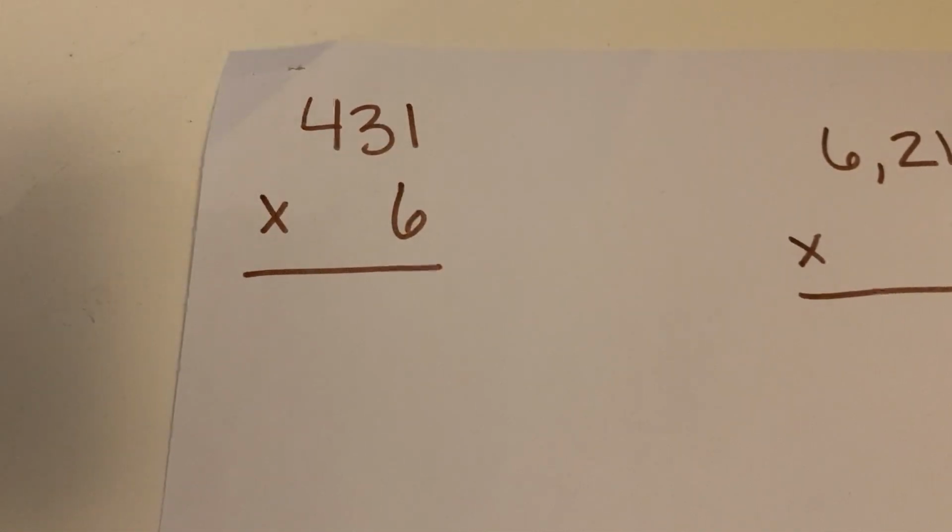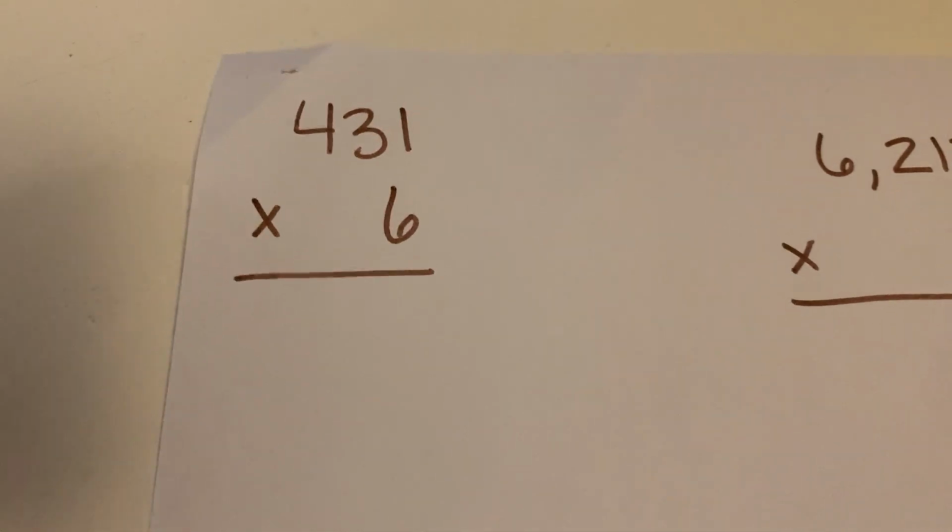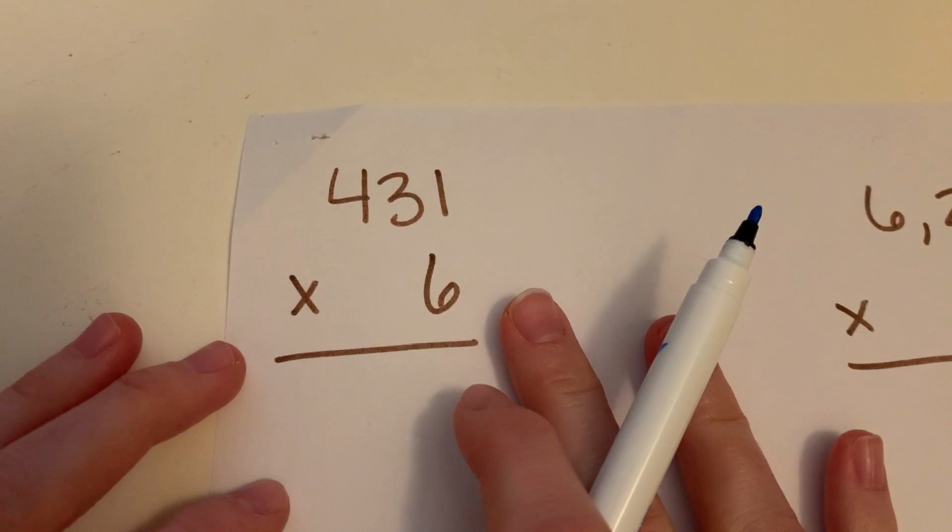Today in lesson 3.10, I want to show you how to use the standard algorithm without the place value models. Zearn has done a really good job of showing you the relationship between the place value models and the standard algorithm, but I want to make sure that you understand how the standard algorithm works without using place value models. So first we're going to look at this problem, 431 times 6.